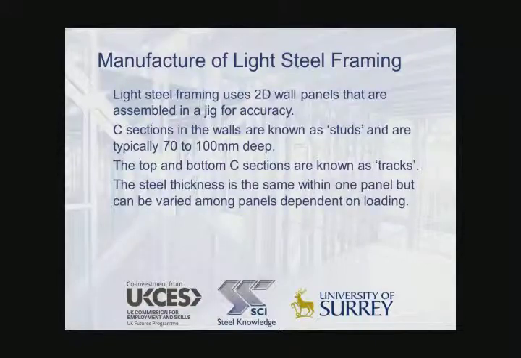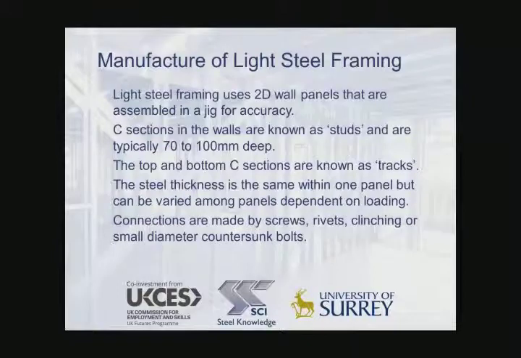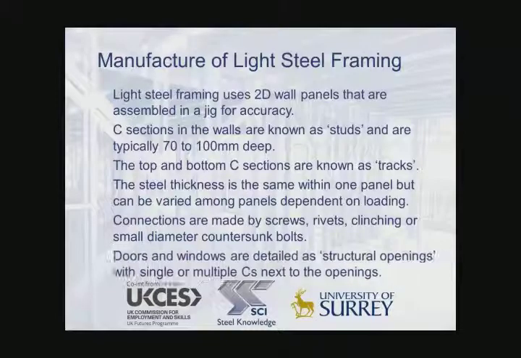The steel thickness is generally the same within one panel, but can be varied among a number of panels on the floor depending on the loading applied to them. Connections are made by screws, rivets, clinching, or small diameter countersunk bolts. In a given wall panel, doors and windows are detailed as structural openings, and they have single or two or three C-sections next to the openings, depending on their size.